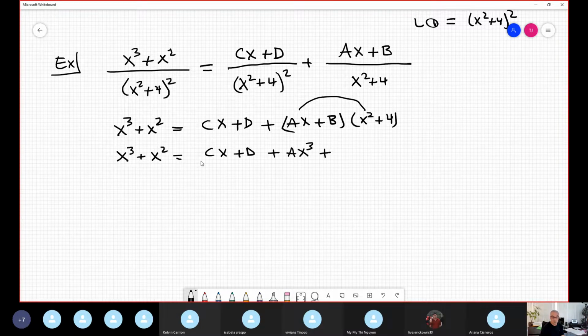Plus 4ax. So multiplication, this and this. So inner, outer, first, outer, inner, which is bx squared, and last, which is 4b. Okay.